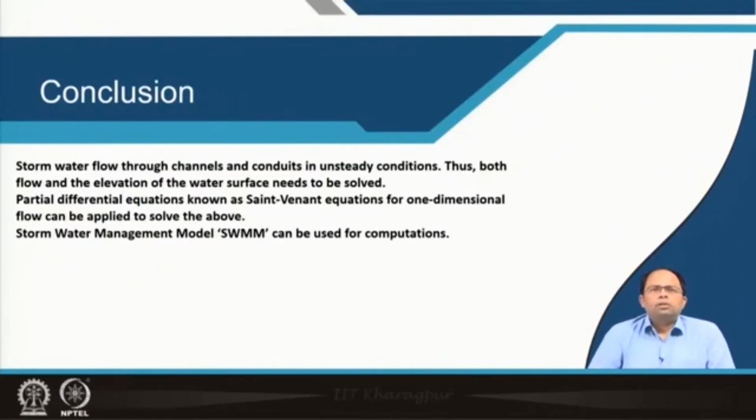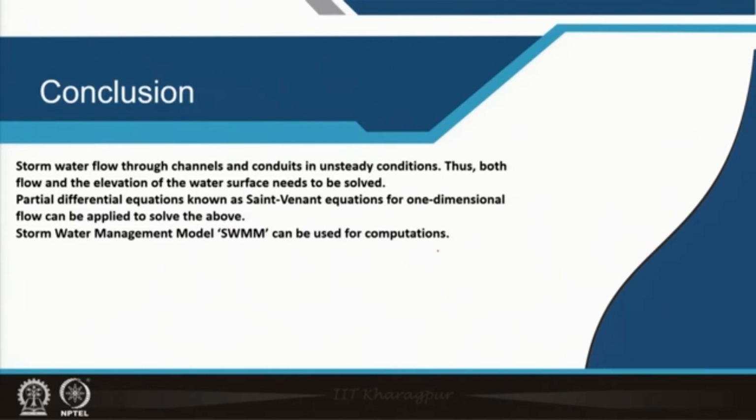So, to conclude, stormwater flows through channels and conduits in unsteady conditions, thus both the flow and the elevation of the water surface need to be solved. Partial differential equations known as the Saint-Venant equations for one-dimensional flow can be applied to solve the above, and the Stormwater Management Model, SWMM, can be used for computations for all these different Saint-Venant equations.